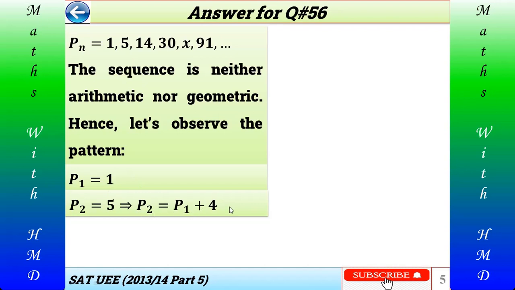Could you observe this one? P2 is going to be P1 plus 4, right? P1 is 1, 1 plus 4 is 5. So P2 is P1 plus 4. Please try to observe the pattern here.